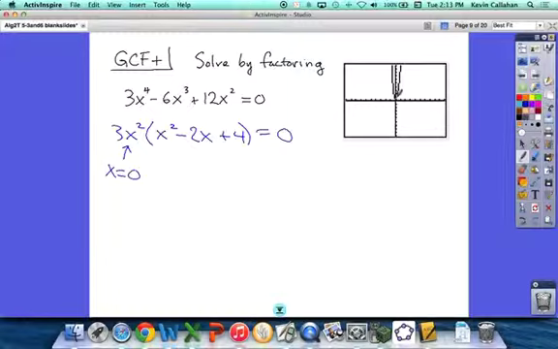Now, for what's in the parentheses, you've got to first ask yourself, is it factorable? It's a simple quadratic. Can you think of factors of 4 that add up to -2? Come on, the factors of 4 are pretty simple, right? 1 times 4, 2 times 2, or -1 times -4, -2 times -2. Do any of those add up to -2? No. So it's not factorable. So how else can you solve it?